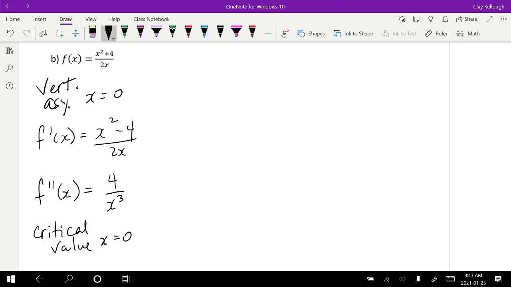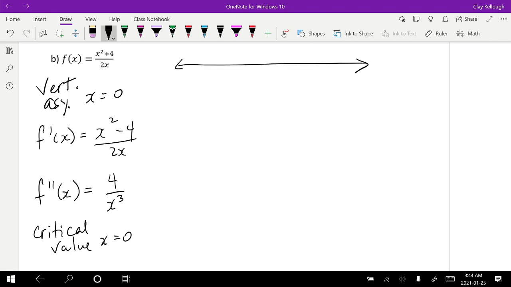But I know it can't be an inflection point. How come? Because it's got an asymptote there. But it's still nice to know, okay, so what's happening on either side of the asymptote? Is it concave up or concave down? Is it a bit of a smile or a bit of a frown? And the test still tells me that.